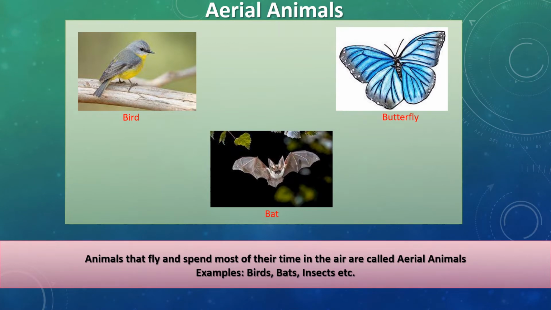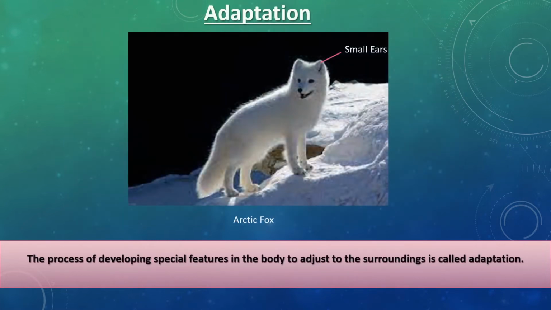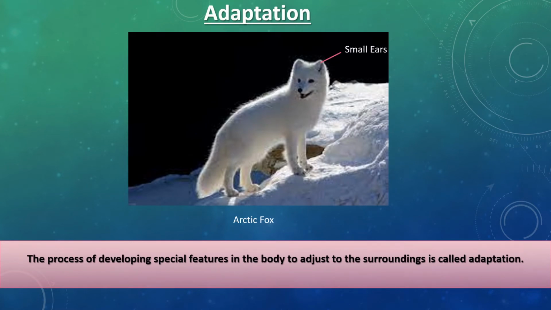Aerial animals. Animals that can fly and spend most of their time in the air are called aerial animals. Examples: birds, bats, insects, etc. What is adaptation? The process of developing special features in the body to adjust to the surroundings is called adaptation.